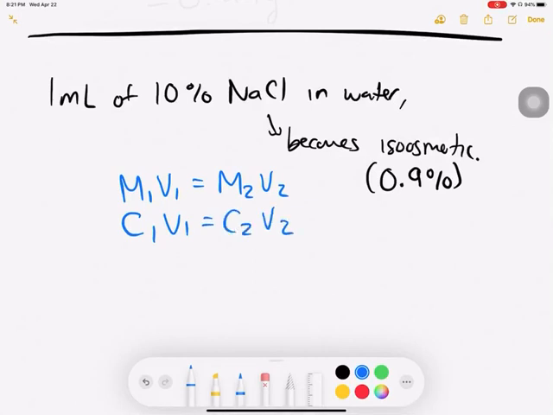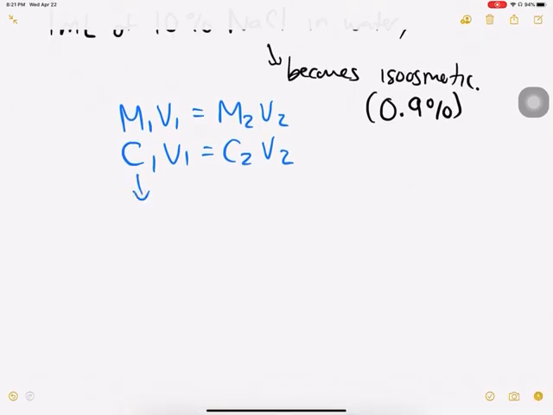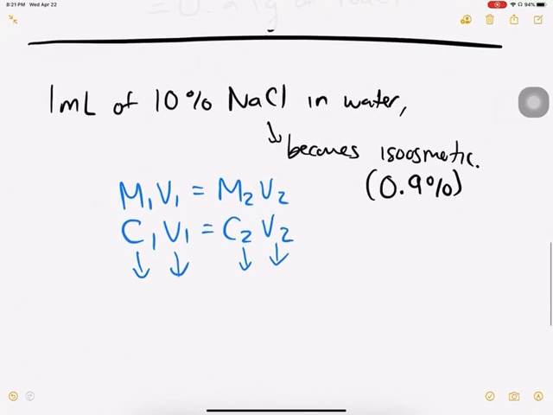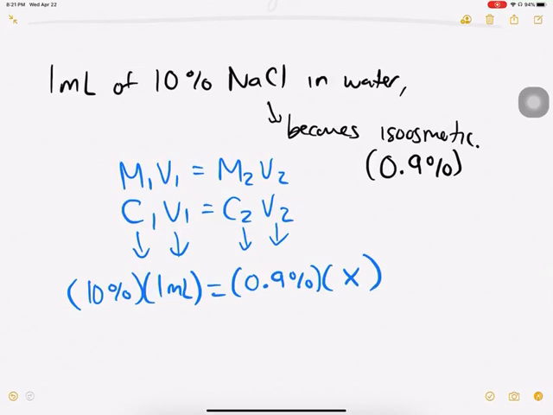Okay, so C1V1, those are the starting concentration and starting volume. And C2V2 is the desired concentration and the desired volume. So because of this problem, the initial concentration is 10%, and the initial volume is 1 ml. So this comes from the problem. How much water do I have to add so it becomes an isoosmotic solution? This means that the desired concentration has to be isoosmotic, 0.9%. And I am looking for how many mLs this solution has to have.